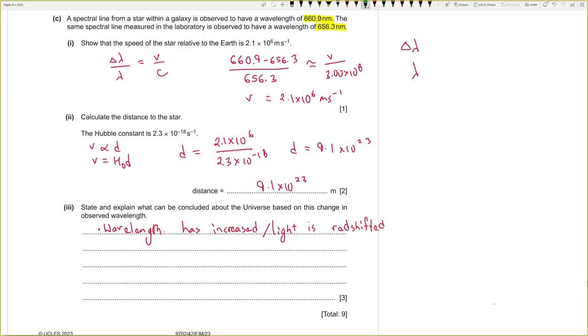And let's explain this change. What consequence does this have? This means that the galaxy is moving away from Earth. And not just Earth, galaxies are moving away from each other, and ultimately the universe is expanding. These are the three marking points.